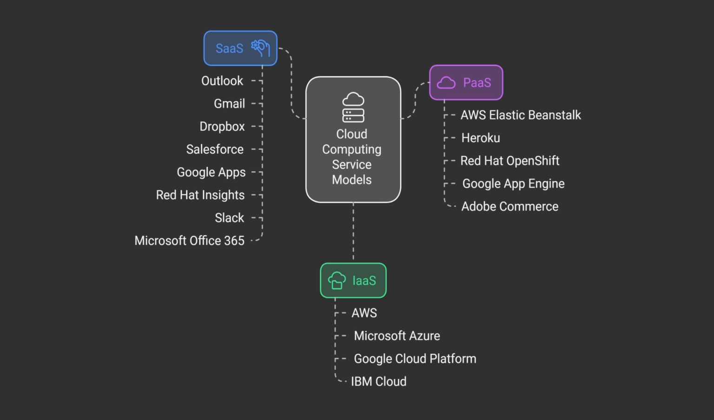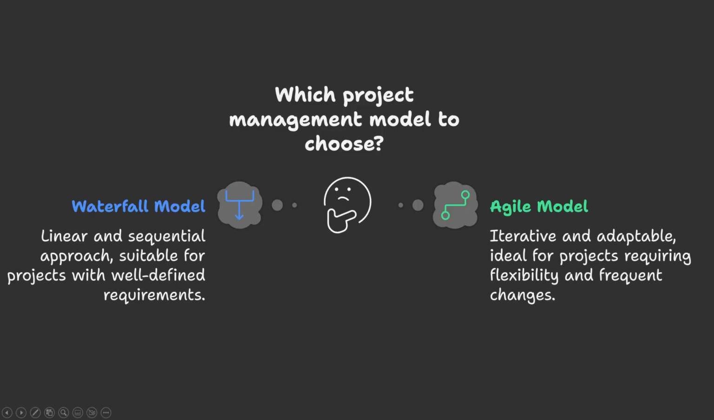Next, we have so many approaches and models to manage our projects. Two very famous ones are the waterfall model and the agile model, where we manage with scrum. So what are these two things, guys? The waterfall model means a linear, sequential approach. It's suitable for projects with well-defined requirements.